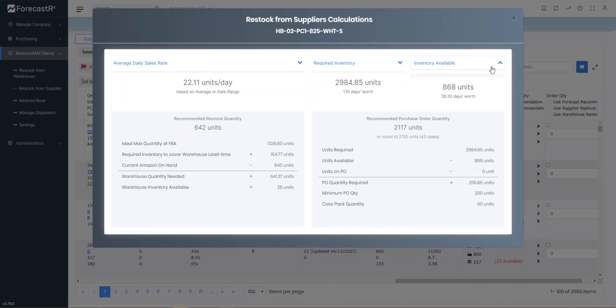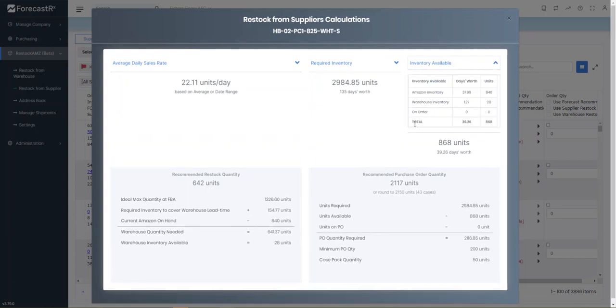And then your inventory available will be the same, except here we will take into account what you have in your warehouse right now as well as on PO.